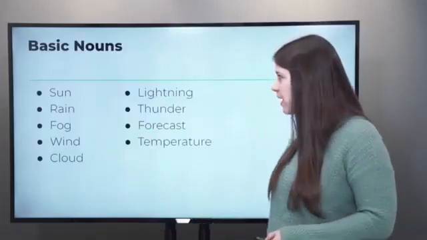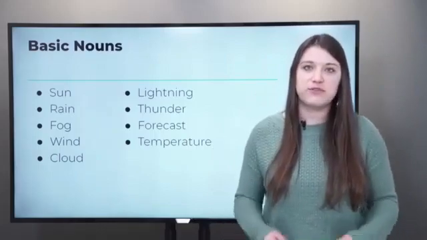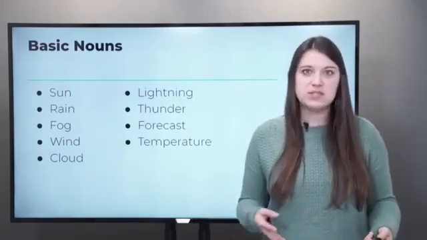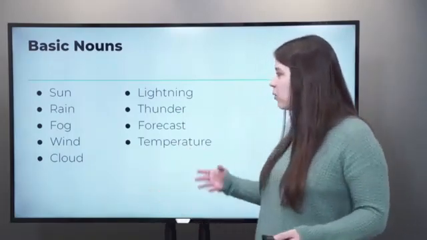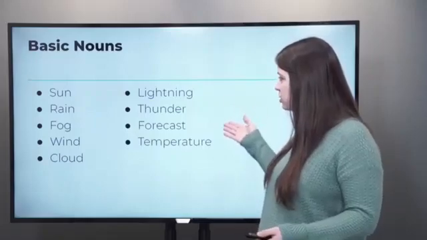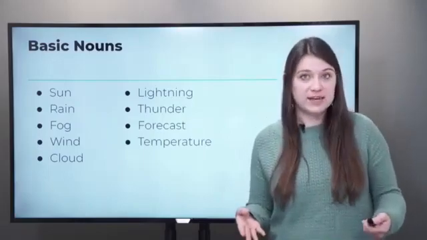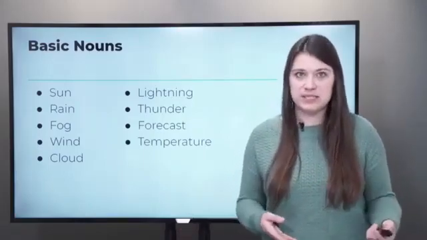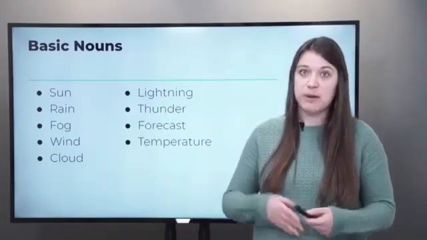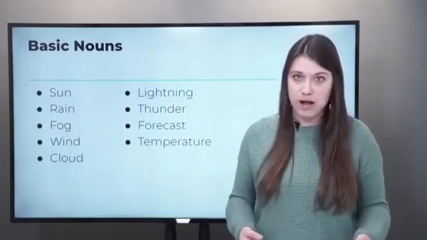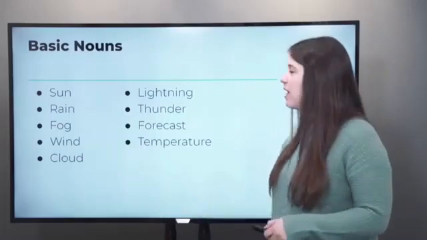Okay, so let's start with some basic vocabulary related to climate change. When we talk about climate change, a lot of times we're talking about the weather. So let's look at some basic nouns that we use to talk about it. We have sun, rain, fog, wind, clouds, lightning, thunder. The forecast is the prediction of the weather. If you say, what is the forecast today? It's going to rain, it's going to be sunny, etc. And the temperature. Many times when we talk about climate change, we talk about temperatures rising, temperatures dropping, etc. These are some of the most basic general nouns that we use to talk about climate change.